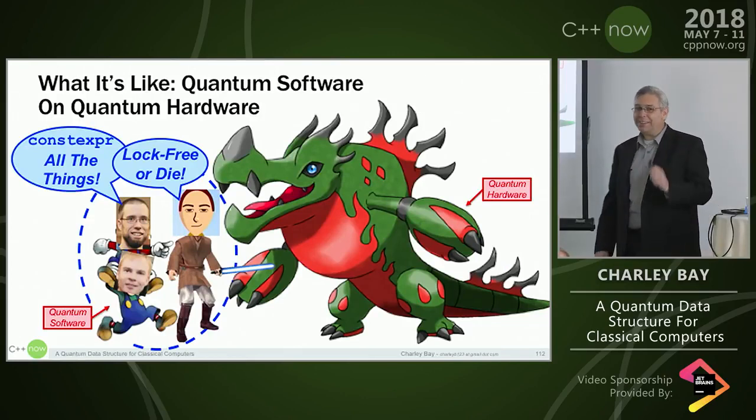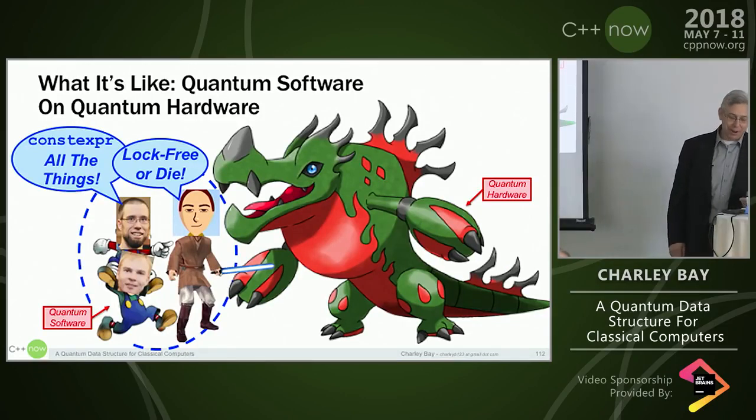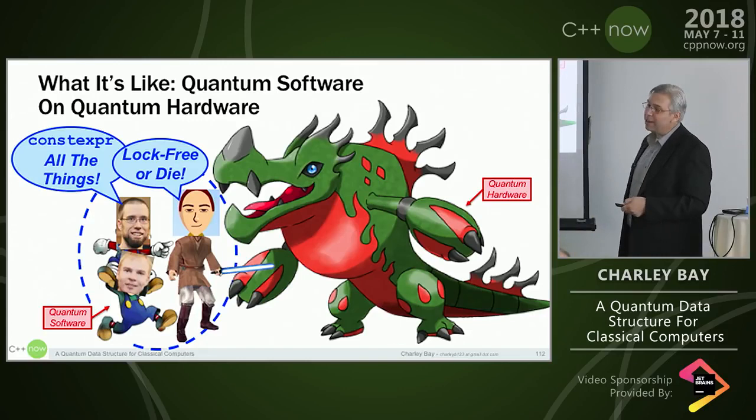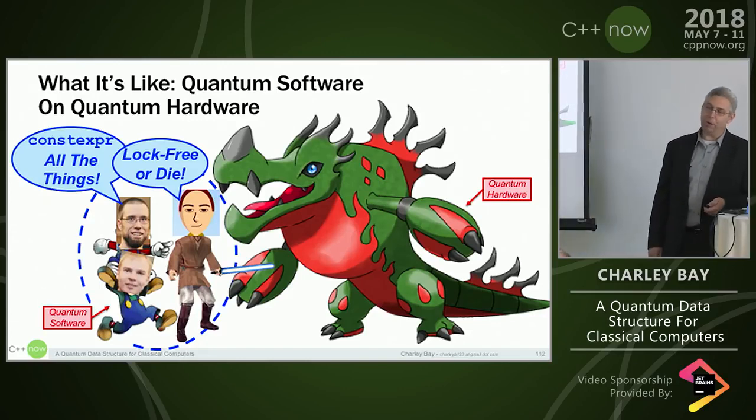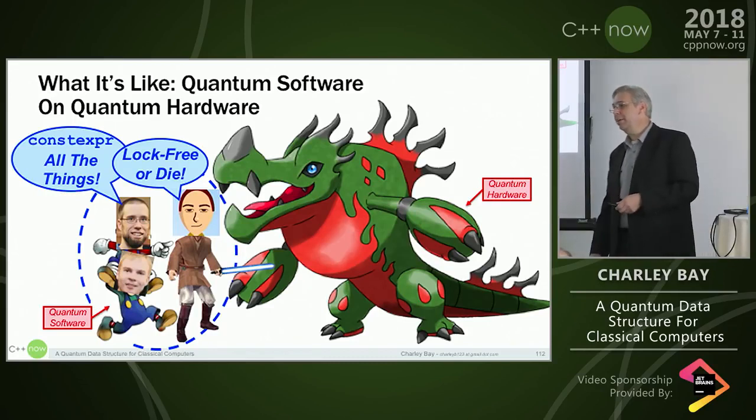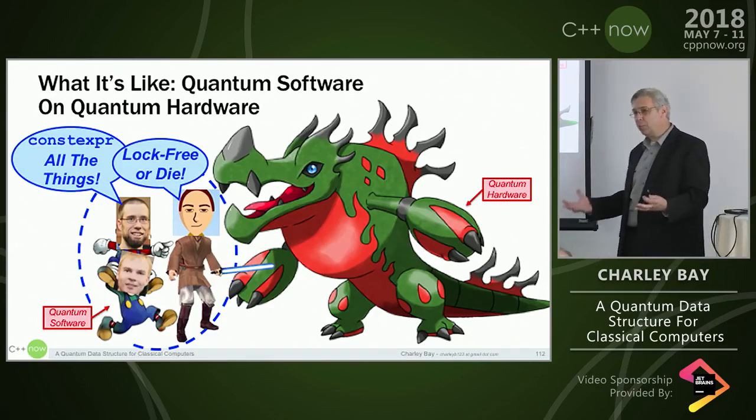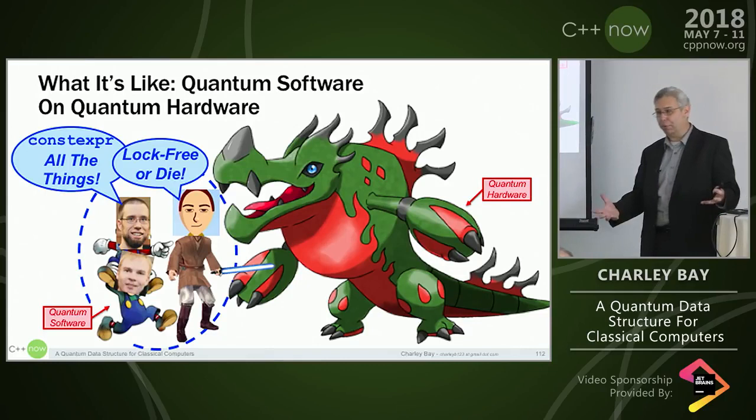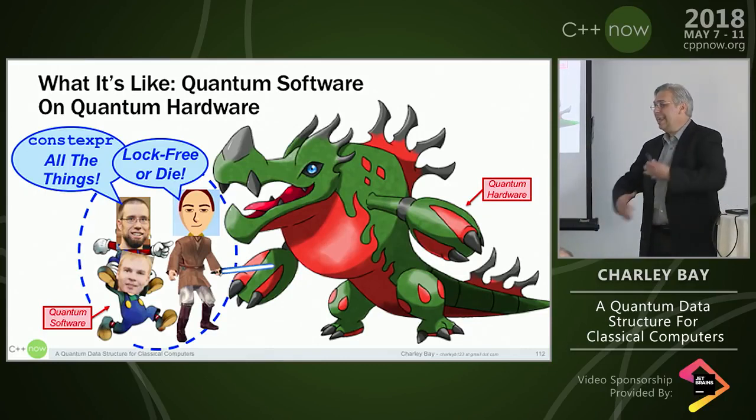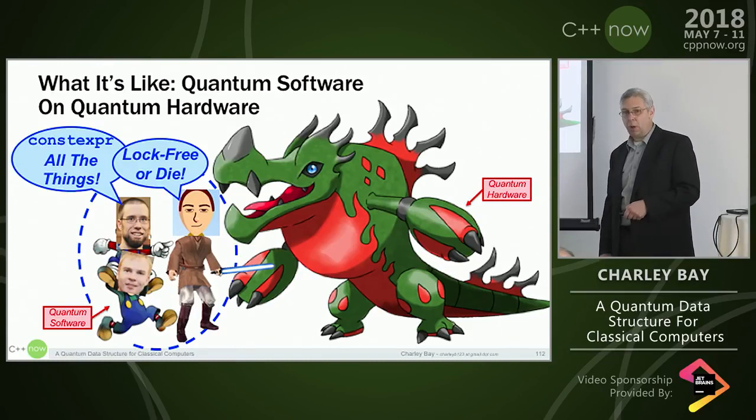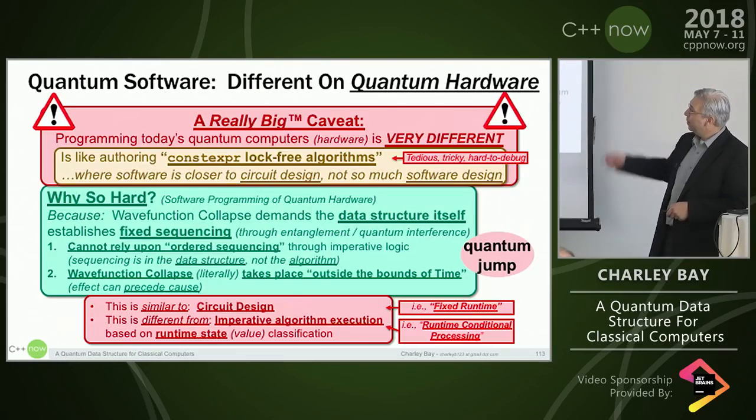If you are writing C++ for quantum hardware, it's kind of like constexpr lock-free programming. They're both tedious, they're both annoying, they both put you at odds with the compiler or the hardware or both, and in the end, it's closer to circuit design if you're on quantum hardware. So this is what's going on.